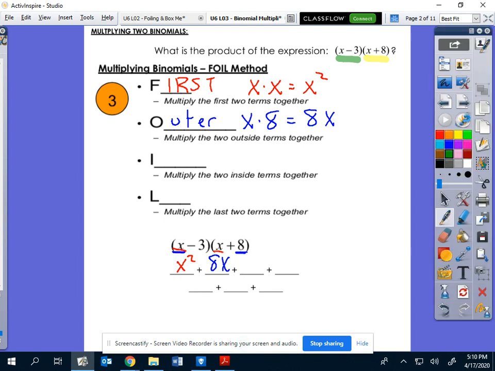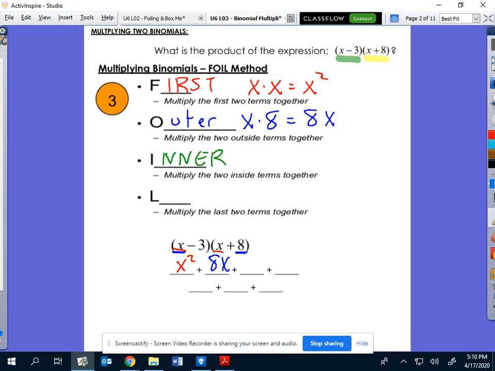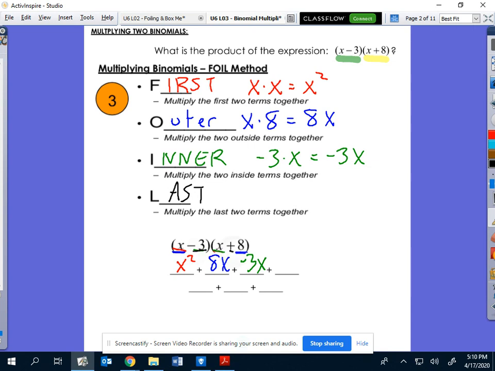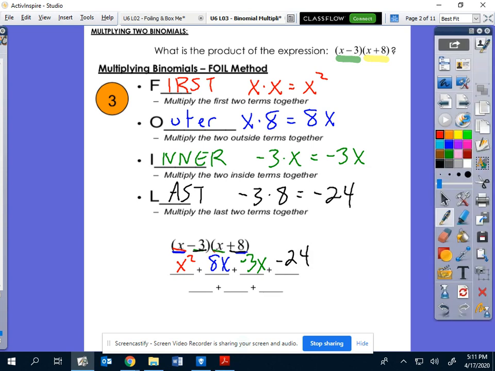The I, you might be able to guess now, since that was outer, this is going to be inner. My inner terms, which would be negative 3 and x. So negative 3 times x, that's just negative 3x. No surprise there. And then last, ironically so, L stands for last. So you take the last term in each binomial, negative 3, positive 8. So the negative 3 times the positive 8, those multiply together gives you negative 24.